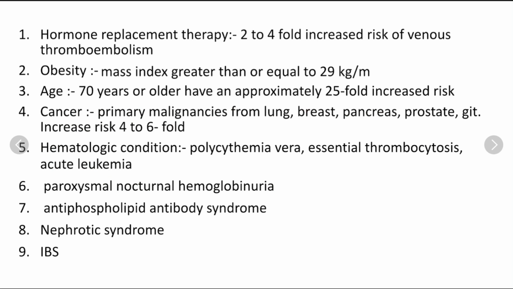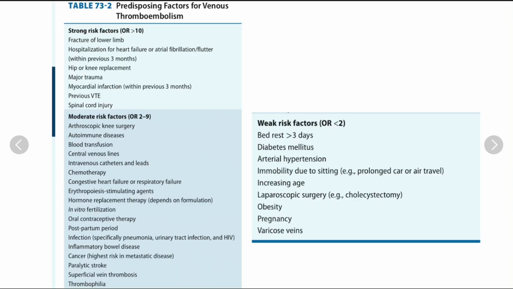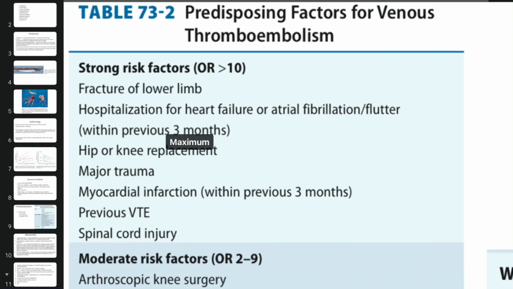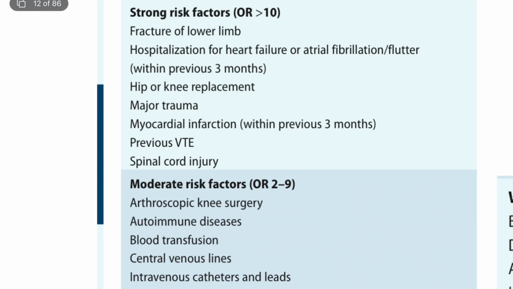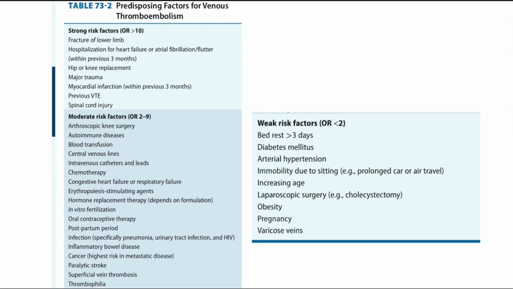Then comes PNH, antiphospholipid antibody syndrome, nephrotic syndrome, IVS. Again, we can see the odds ratio, which are the factors that increase the risk strongly. These are predisposing factors for venous thromboembolism. Fracture of lower limb, then hospitalization for heart failure or atrial fibrillation within the previous 3 months, then hip or knee replacement, major trauma, myocardial infarction within 3 months, previous venous thromboembolism or spinal cord injury. All these factors have an odds ratio of more than 10. These are strong risk factors.